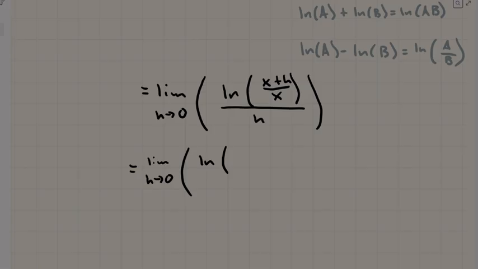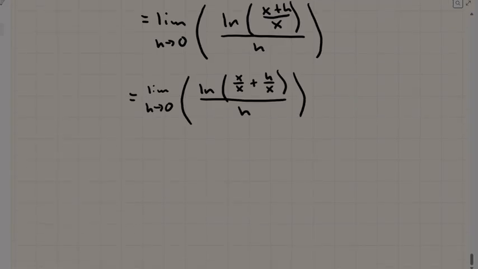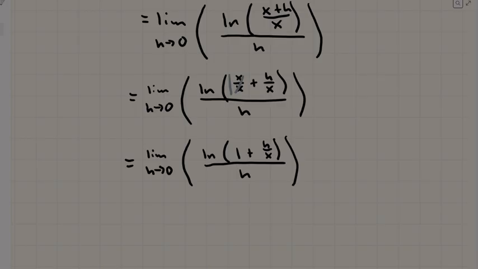So (x + h)/x, right? That's equal to x/x + h/x. And this x/x is just 1. So then we've got the limit as h approaches 0 of ln(1 + h/x) over h.